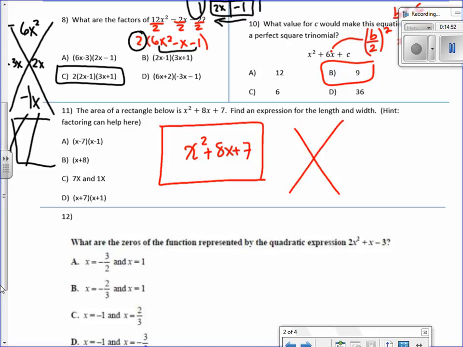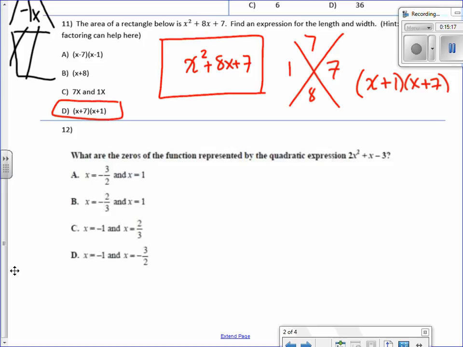So if you factor, 7 goes on top, 8 on the bottom. What numbers multiply to make 7 and add to make 8? 1 and 7. And so those are my factors. And so that means it's x plus 1 times x plus 7. And that's all you had to do. And so that choice would be D. You're done.